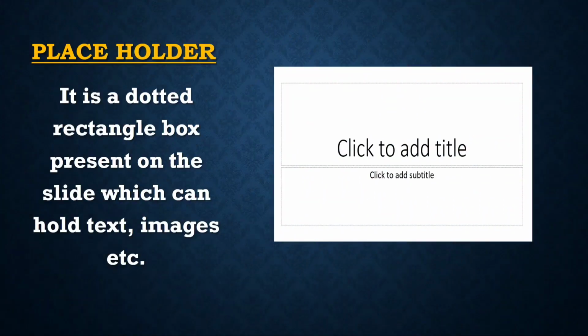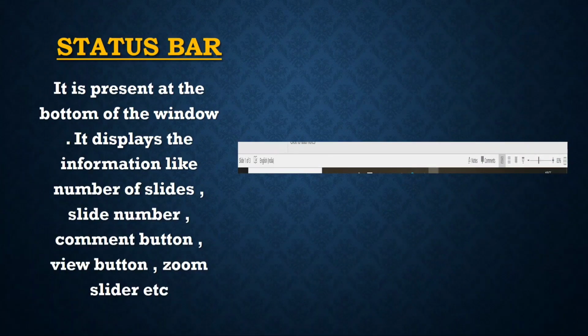Now moving to our next part, that is the placeholder. As I have told, it is a dotted rectangle box present on the slide which can hold text, images, etc. This dotted rectangle is called a placeholder. You can write your text, and insert your images and videos in it.